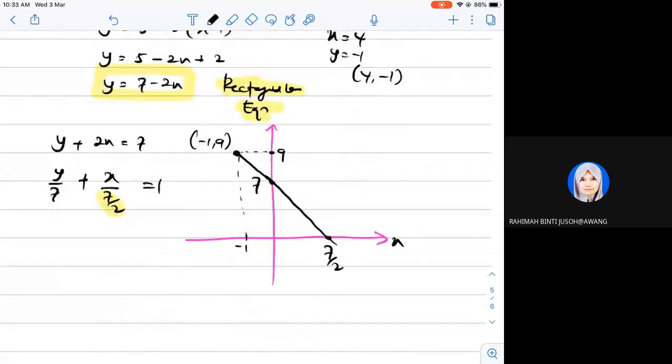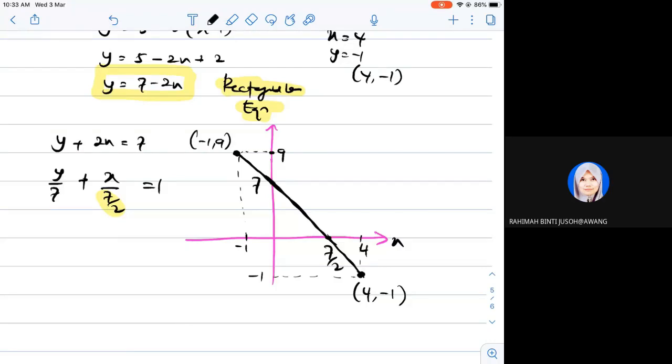So kat mana 4? 7 over 2 is 3.5, isn't it? 3.5 kan? So 4 maksudnya ke kiri, ke kanan lagi lah. So 4 here, -1. So here is 4, -1. Macam tu. So this is the coordinate 4, -1. So you punya grade straight line ni akan bercantum ni sampai sini. Understand?